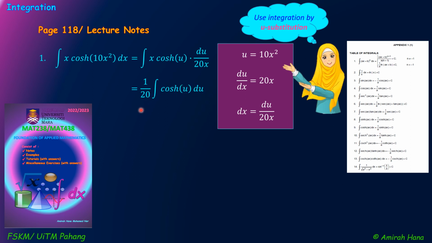Okay. So we have 1 over 20 after we integrate cosh u du from this formula, we got sinh u and then plus c because this is indefinite integral. And then we replace u equals to 10x squared. Okay, so this is the final answer. After we integrate this, we got 1 over 20 sinh 10x squared plus c. Alright.